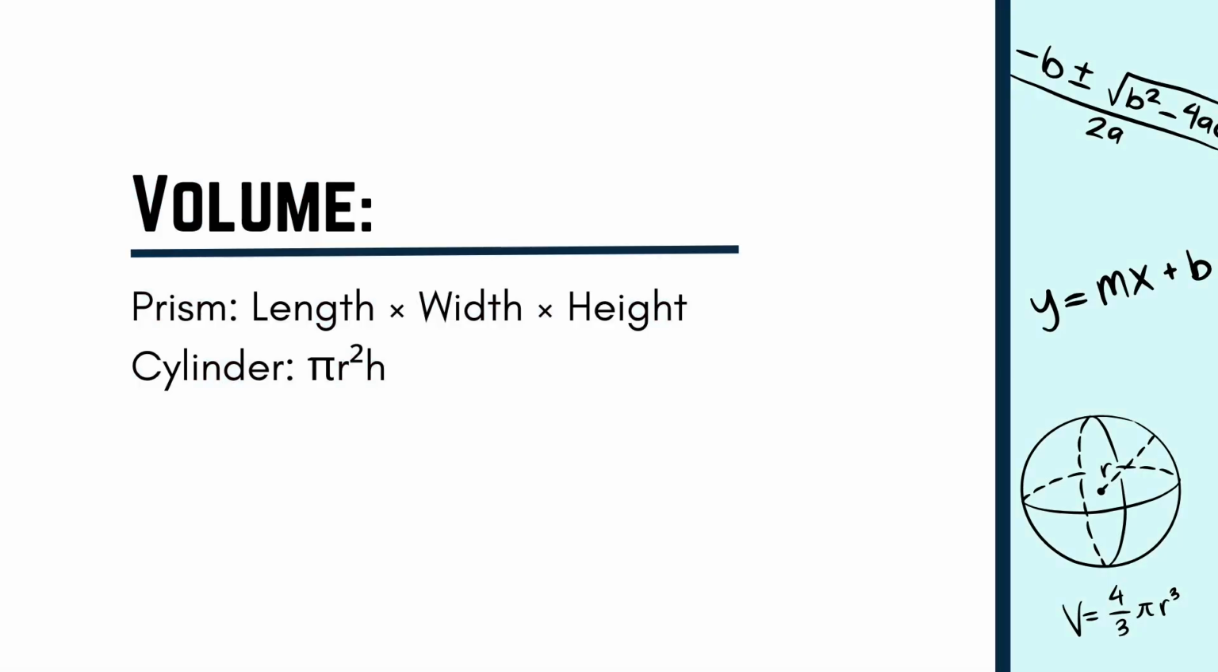Okay, and here we go with volume. Volume is even simpler. For prisms, it's length times width times height. You're just stacking layers, that's all. For a cylinder, it's the area of the circle times height. Since the base is a circle, it's pi r squared times height. Again, don't memorize, understand. You're taking the area of a base and stacking it upward. Volume is always base area times height.